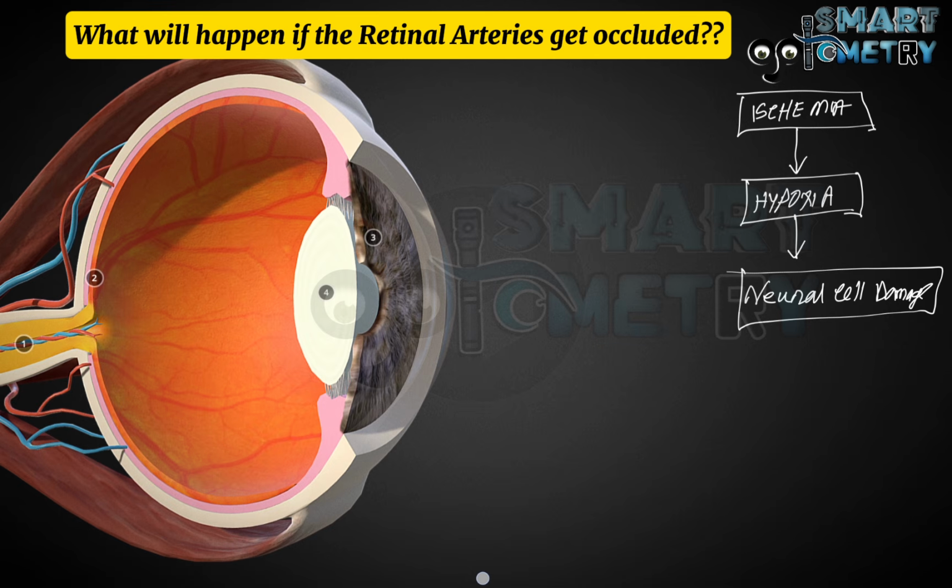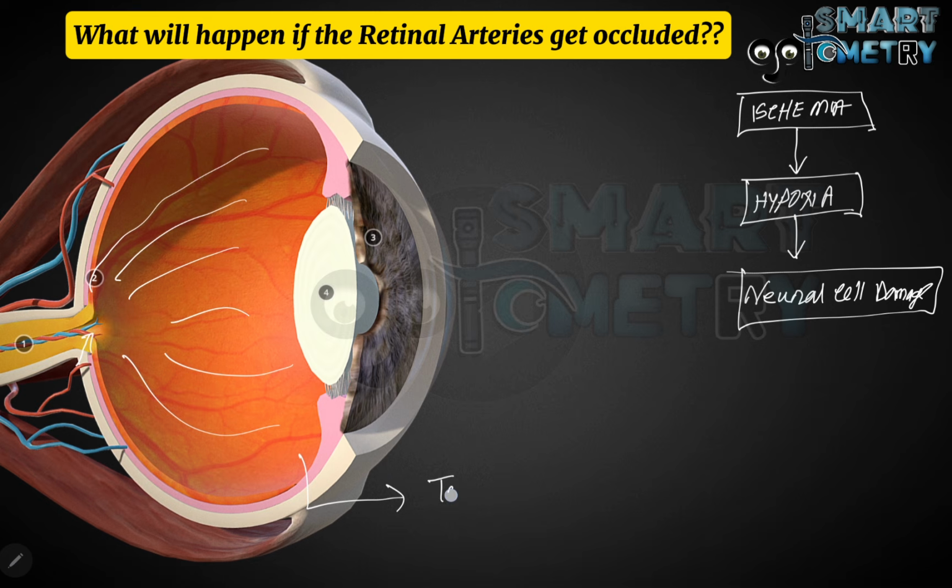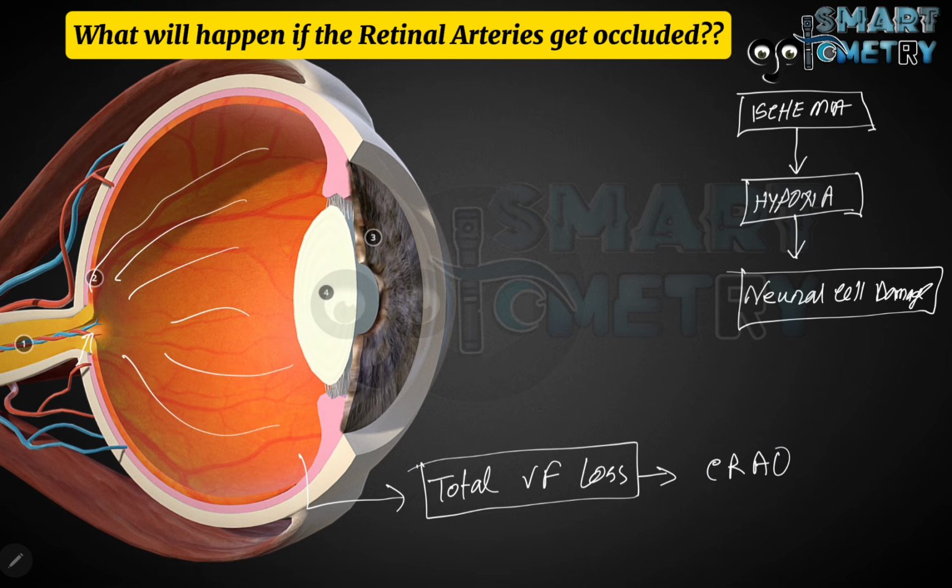Now, if the occlusion occurs in the central retinal artery, then there will be a lack of blood supply in the entire retina. So the retina will be completely damaged and it will lead to total visual field loss. That will occur in central retinal artery occlusion.